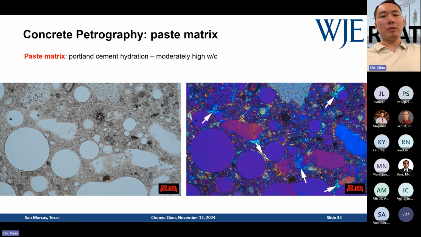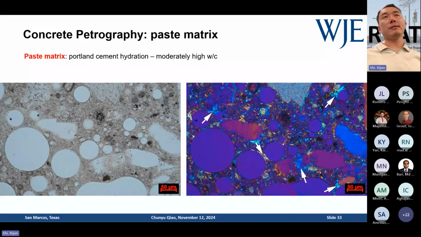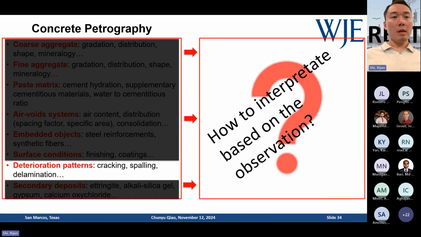So just look at those calcium hydroxide crystals here compared to the one in the previous slide. You can see the calcium hydroxide in the higher water-cement ratio concrete is much coarser. So that's another indication for us to evaluate water-cement ratios. Those are the basic examinations for the components.